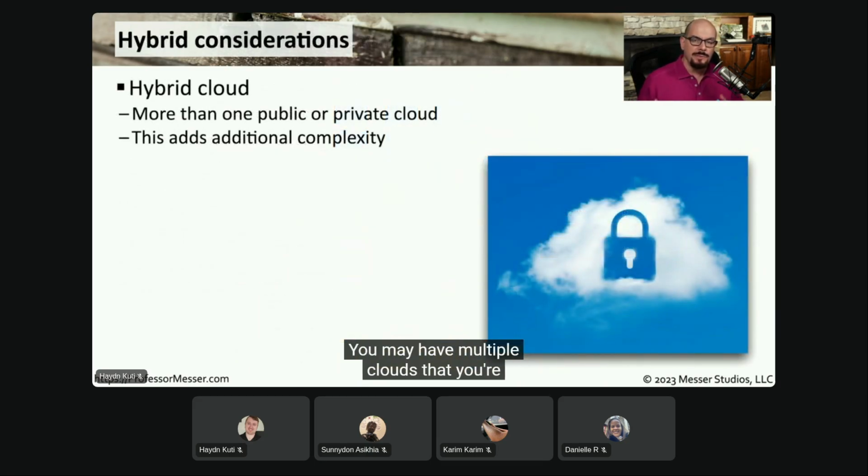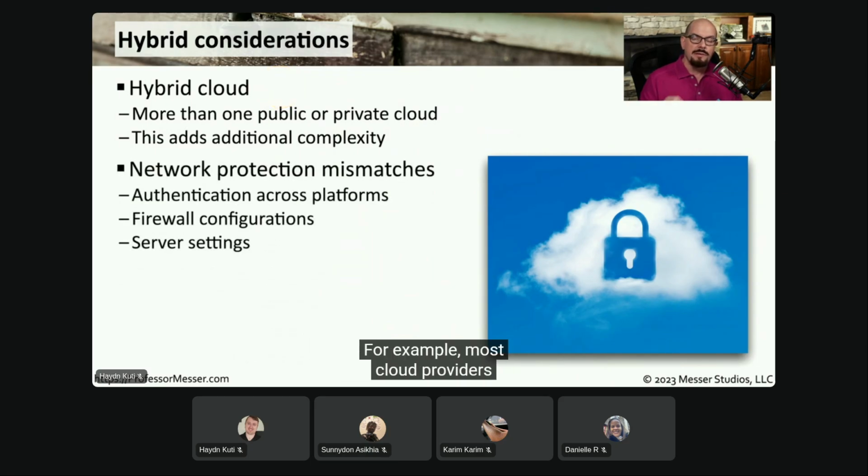In some organizations, one cloud isn't enough. You may have multiple clouds that you're using across different cloud providers. We refer to this as a hybrid cloud, and although it adds additional flexibility when you're using different cloud providers, it also includes an extra level of complexity when you're needing to manage across those providers.